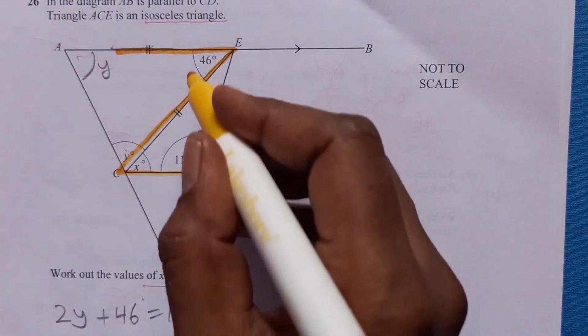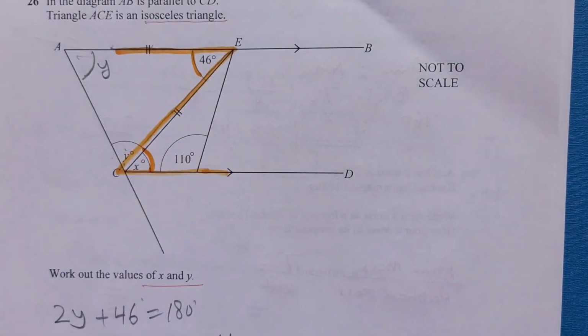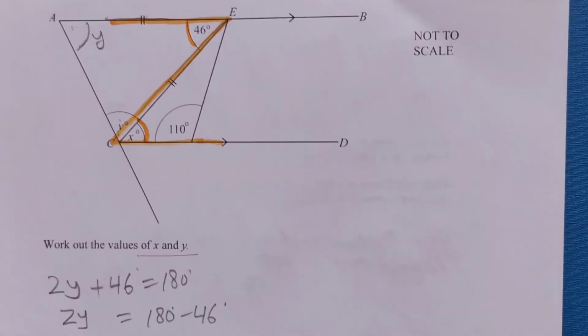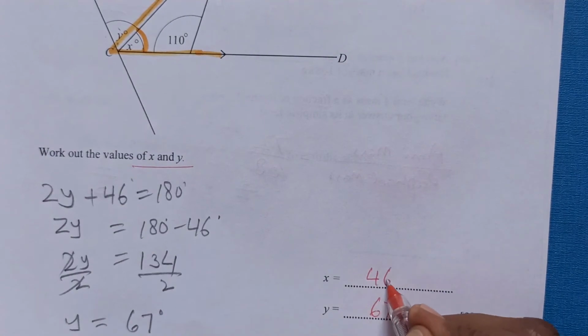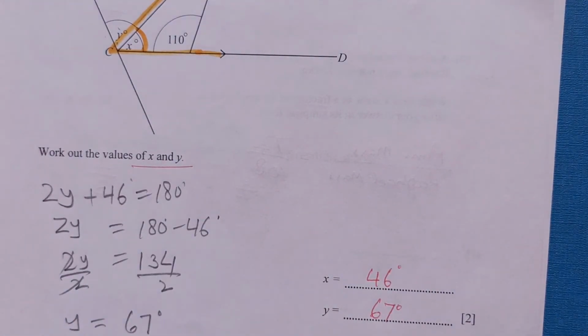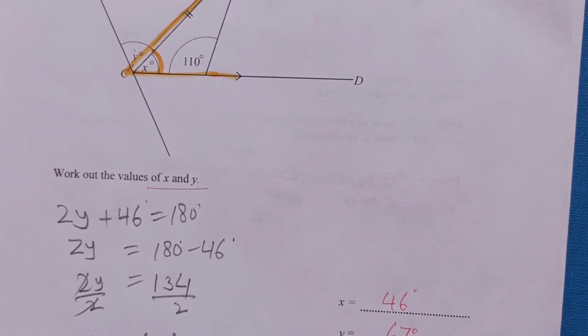So if you have a z shape, then this angle and this angle will be equal. So x is now here 46. So you can directly write down, because they are alternate angles. So that is the value of x.